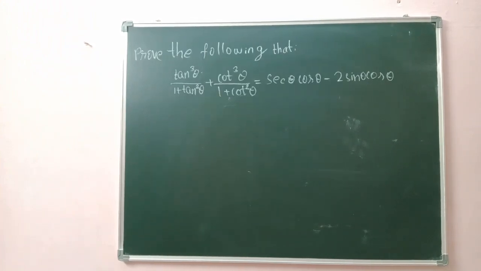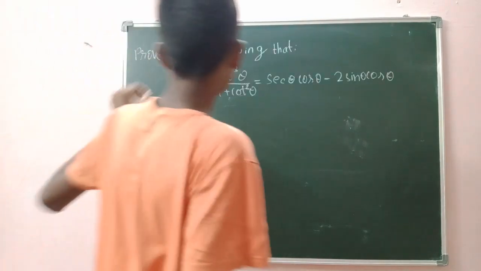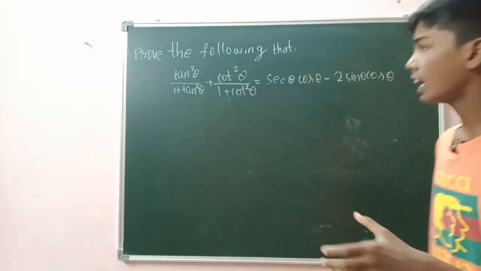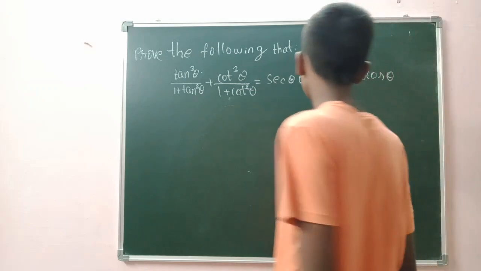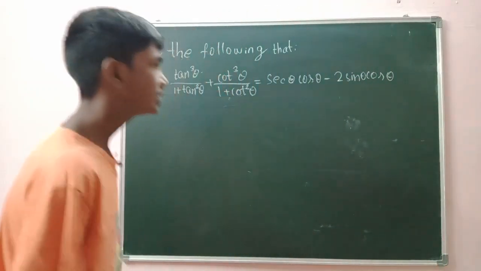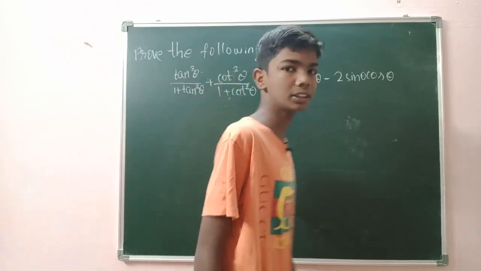The next question is, prove the following: tan power 3 of theta divided by 1 plus tan square theta, plus cot cube theta divided by 1 plus cot square theta, is equal to sec theta times cosec theta minus 2 times sin theta cos theta.